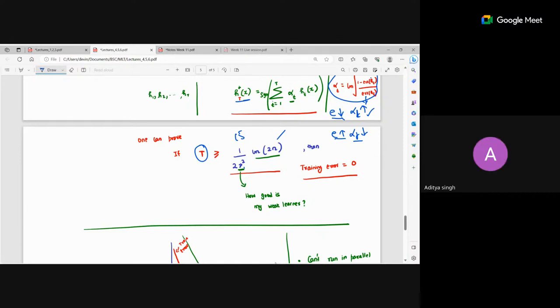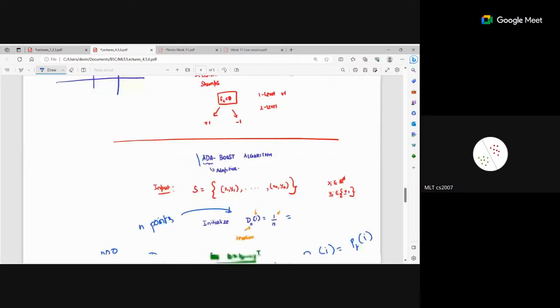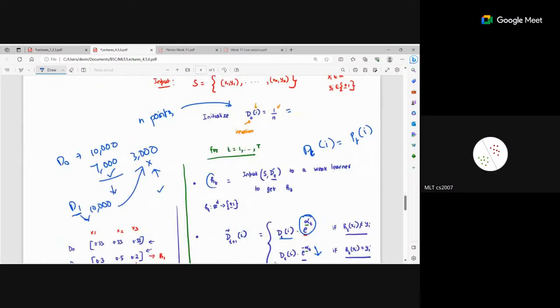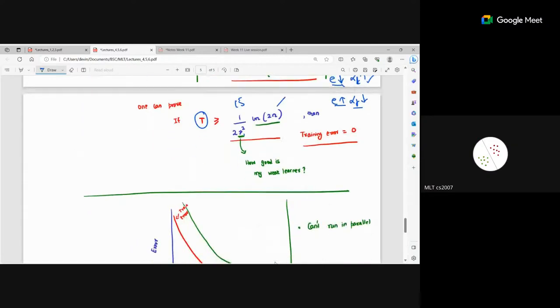Sir, I didn't get this: what do you mean by how weak the learner is? You're going to have this H_T, H1, H2, and so on. Each H_T is the weak learner, and how good each individual model is, that's what we're talking about. If that individual model is very good, then this gamma is going to be high, and within fewer iterations the training error is going to be 0. So that's all we have with respect to the AdaBoost algorithm.